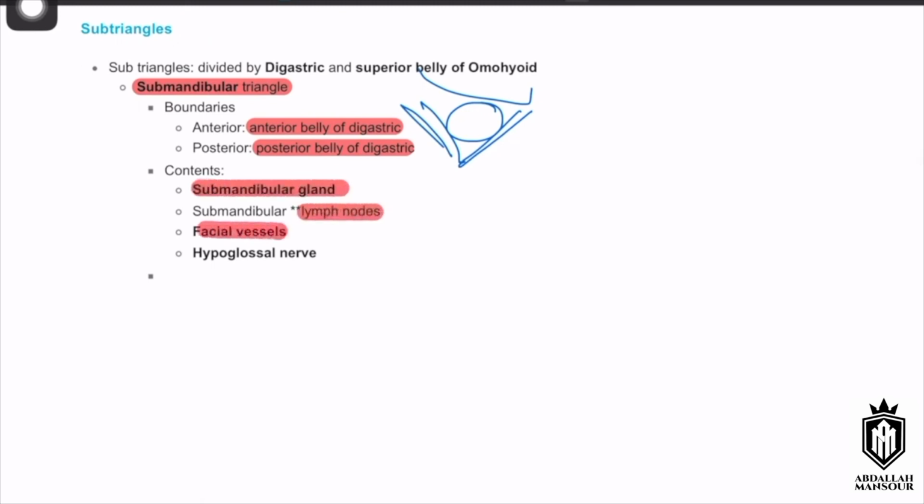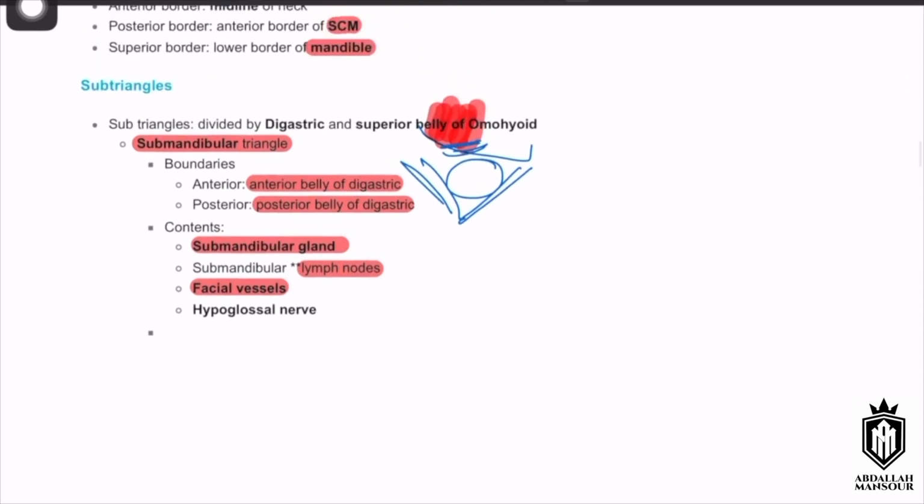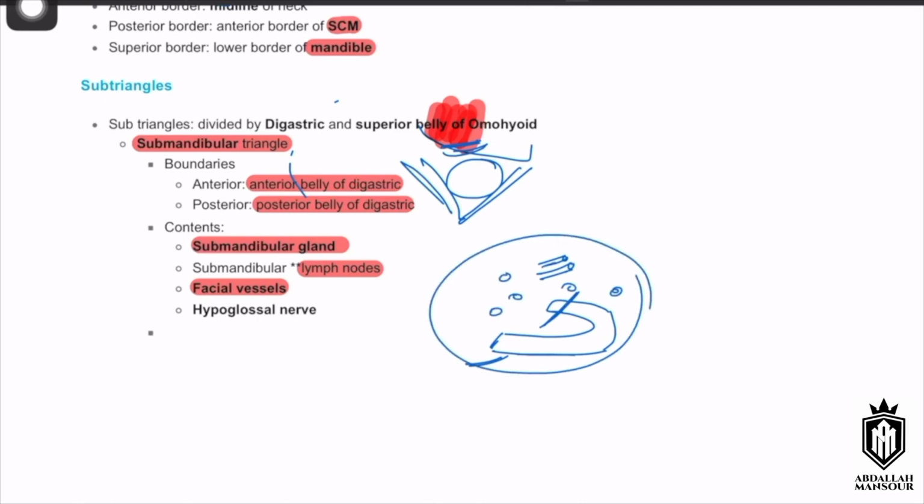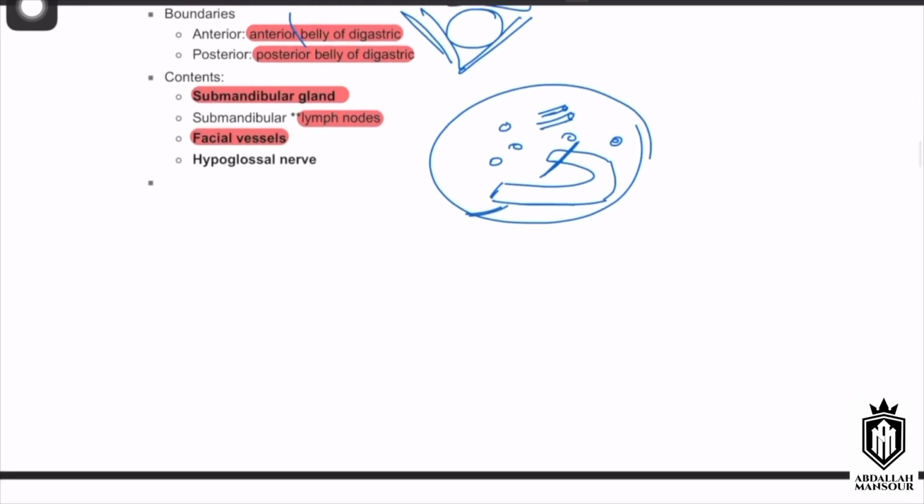The facial vessels, artery and vein, will be just anterior. If you have the masseter muscle, you will have the vein and the artery just anterior to it. You'll have a nice diagram that will be shown in a bit, and also the hypoglossal nerve. So you have the submandibular gland, which has a deep and superficial part, and you have the hypoglossal nerve, which is found in between the deep and superficial part, in addition to the facial vessels, so facial artery and facial vein as well, and some lymph nodes present all the way around. So these are the contents of the submandibular triangle.